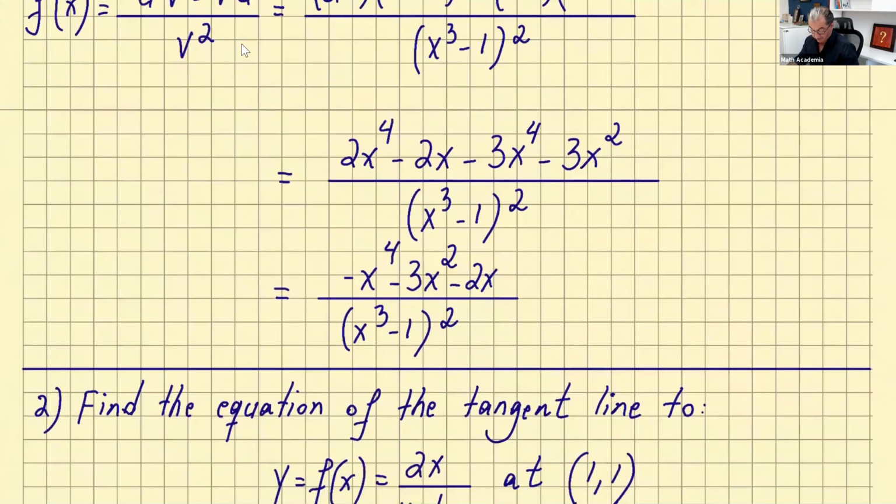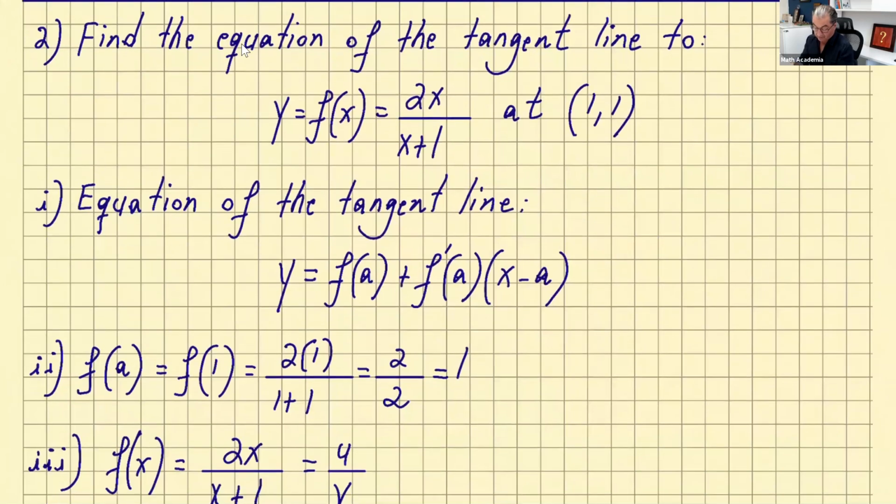Now let's do a different example by using these rules. It says find the equation of the tangent line to this function at point 1, 1. The equation of the tangent line, I went over this in one of the videos in calculus. It's y equals f of a plus f prime of a times x minus a. This is just the point slope formula. So f of a here, our a is the x value. So it's f of 1, and it's given here. It's 1, but if you calculate it, make sure you do get 1.